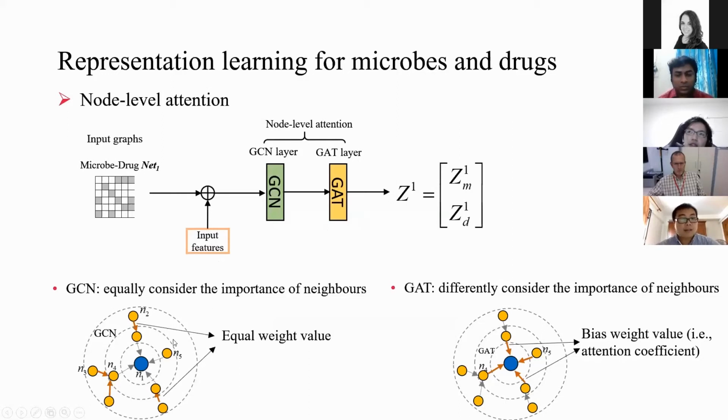For example, given a node N1, we first use GCN to capture the features of its global neighbors such as N2 and N3. Following the GCN layer, we use GAT to represent the features of its local neighbors, such as N4 and N5. It should be noted that GCN considers the importance of neighbors equally, while GAT considers the importance of neighbors differently.